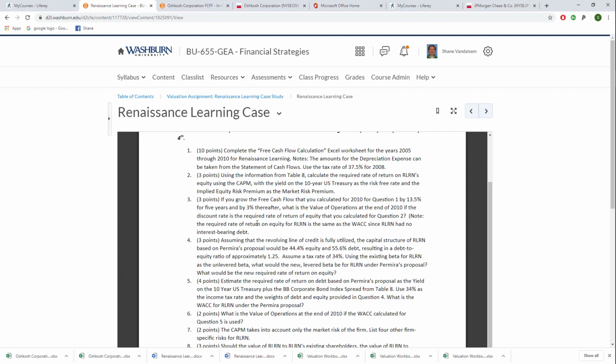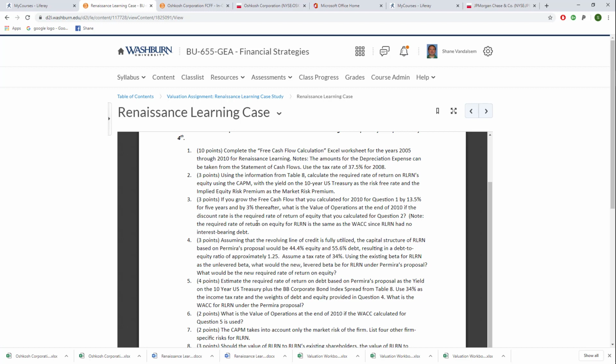So assuming the revolving line of credit is fully utilized, the capital structure of RLRN, based on Permira's proposal, would be 44% equity and 55.6% debt, resulting in a debt-to-equity ratio of approximately 1.25. So what I ask you to do is to use the existing beta for Renaissance Learning as the unlevered beta, and then relever that beta, just like what I did for Oshkosh, with the new debt-to-equity ratio.